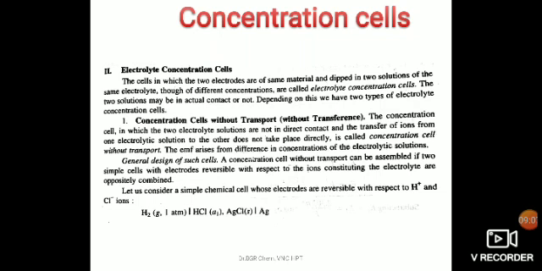Electrolyte concentration cells are cells in which the two electrodes are of the same material and dipped in two solutions of the same electrolyte, though of different concentrations. The two solutions may be in actual contact or not. Depending on this, we have two types of electrolyte concentration cells. The first one is concentration cells without transport, that means without transference.